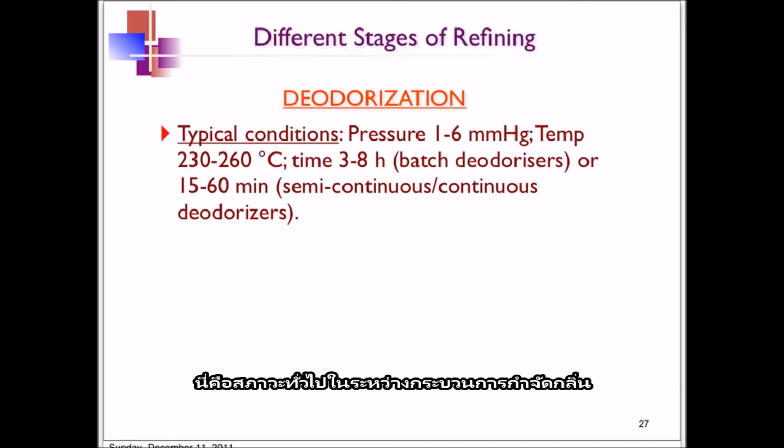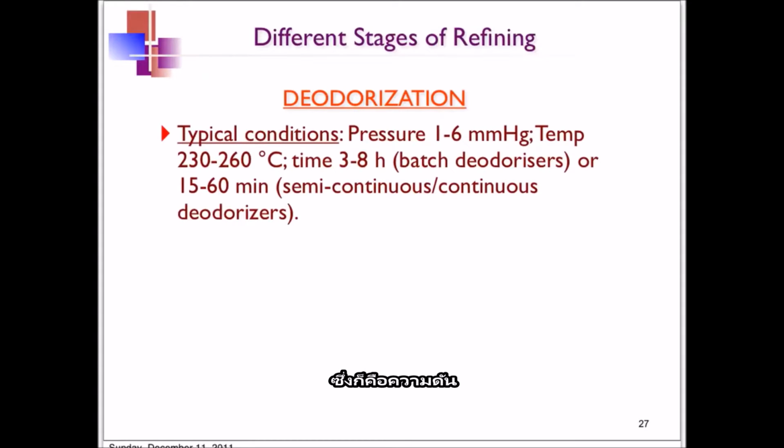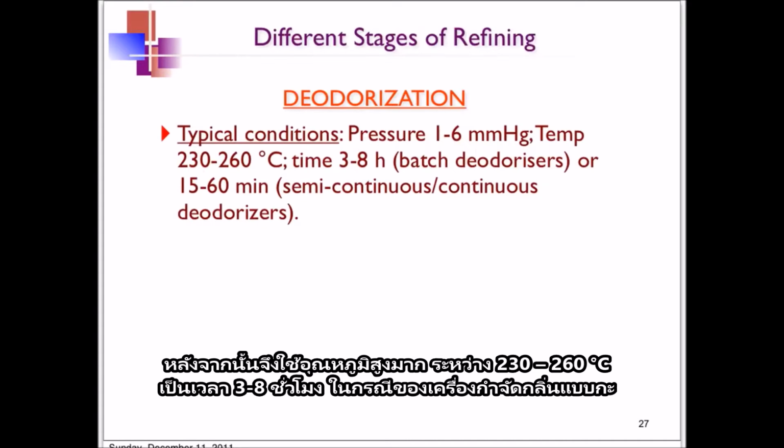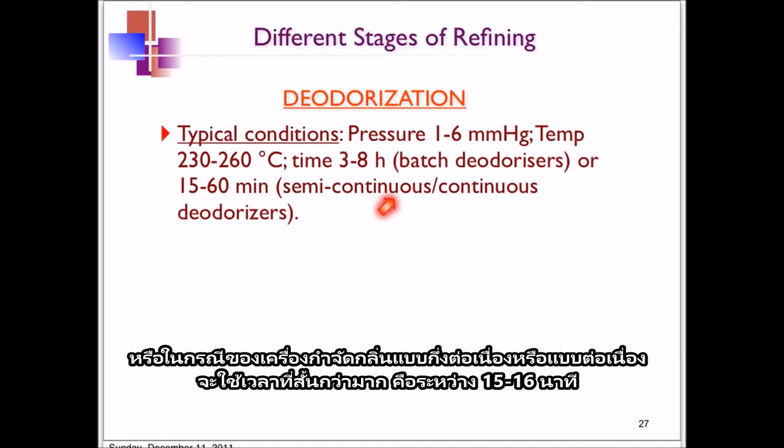So let's look at some of the typical conditions in the deodorizer during the process. The typical conditions you can see here: the pressure is very low, so the process is done basically under vacuum. Then the temperature is very high, between 230 to 260 degrees Celsius, and the time is between 3 to 8 hours for batch deodorizers, or for semi-continuous and continuous deodorizers, much shorter, between 15 to 60 minutes.